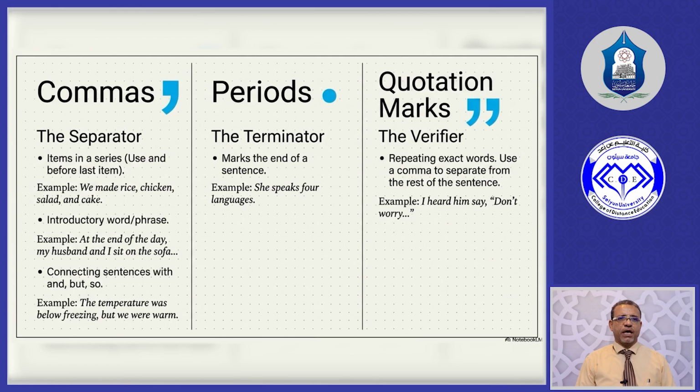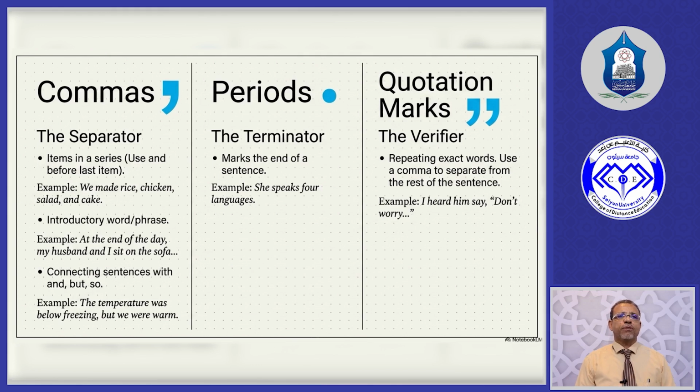The second one, introductory word or phrase. Example, at the end of the day, my husband and I sit on the sofa. At the end of the day, you see here, it's a phrase setting the scene. What happened? At the end of the day, we have a comma. My husband and I sit on the sofa. In the middle of the day, we had a nap, and in the middle of the night, we usually watch TV, and so on and so on. Well, introductory word or phrase.